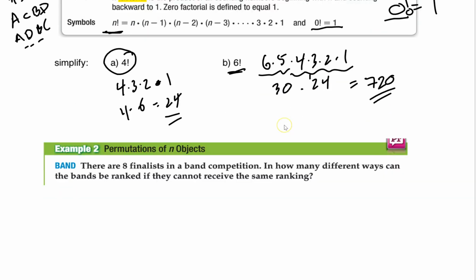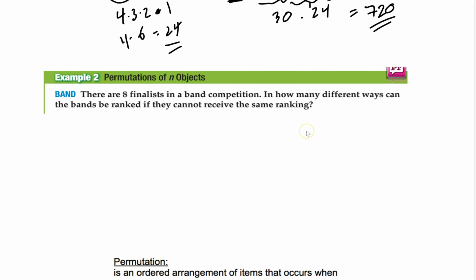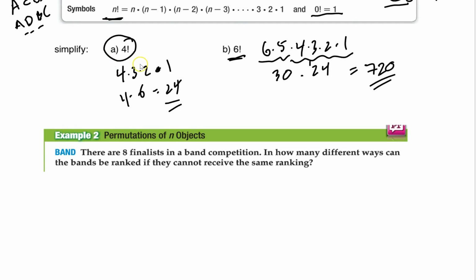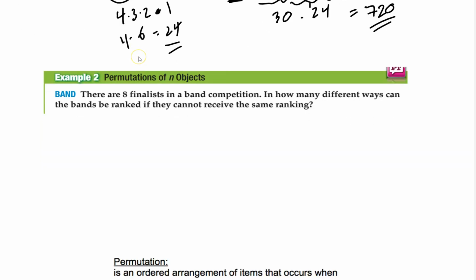Now let's do it with the word problem. Permutation of objects. So again, another way to think of factorials is how many different ways can you arrange these things? So here, there are 8 finalists in a band competition. And how many different ways can the bands be ranked if they cannot receive the same ranking? So we have bands, and we're going to try and rank them 8 different ways. Right, so the easiest way to do that, we have 8 things, we're just trying to rank them, 8 factorial.